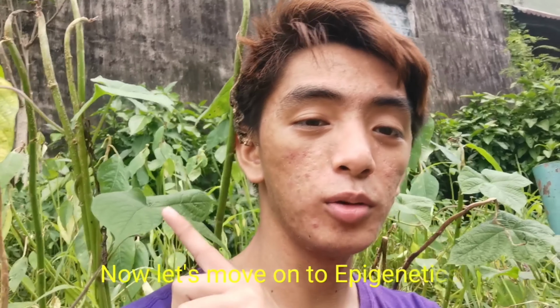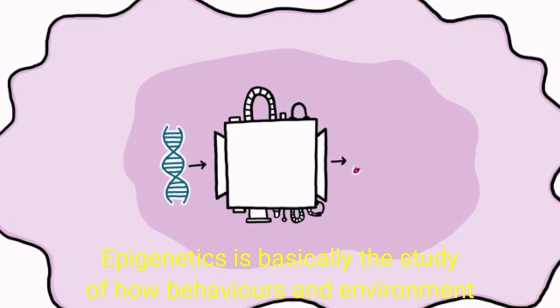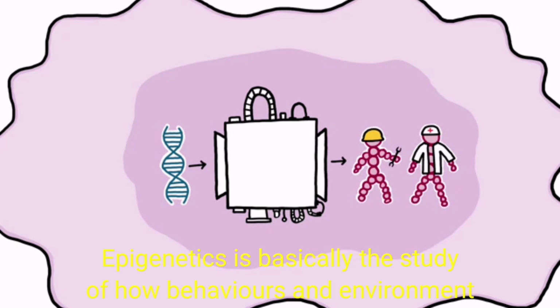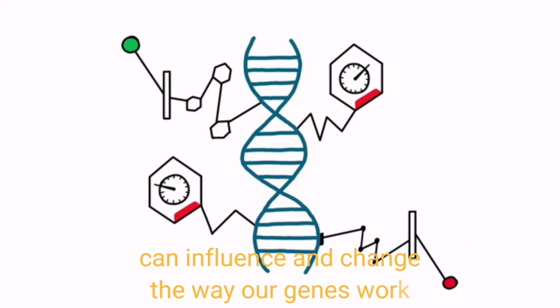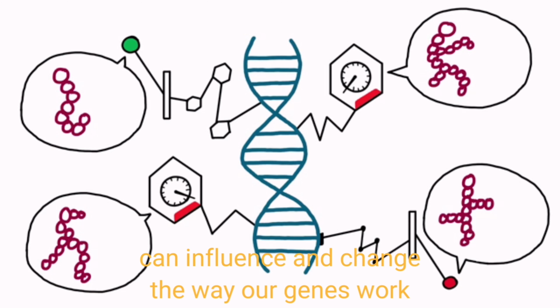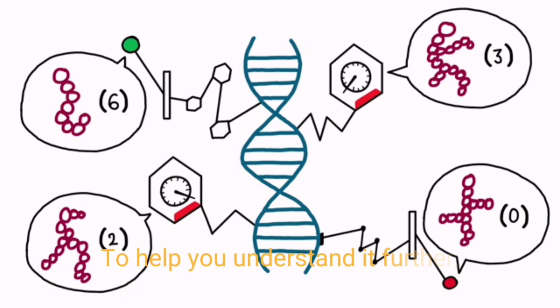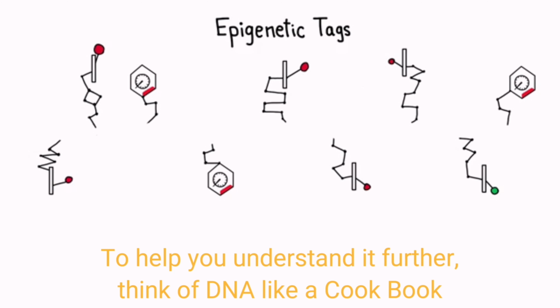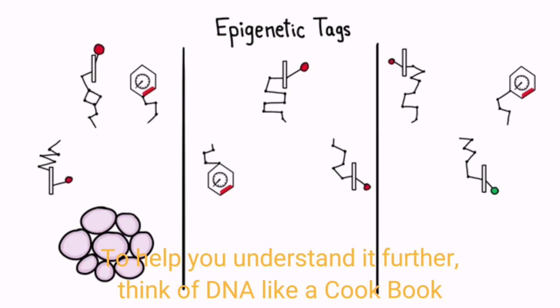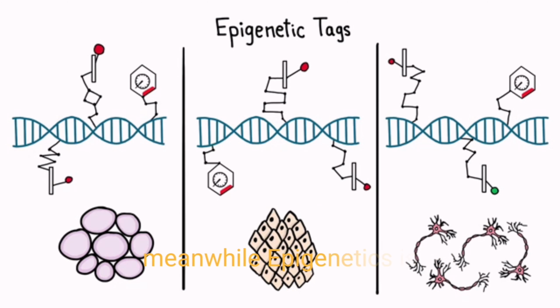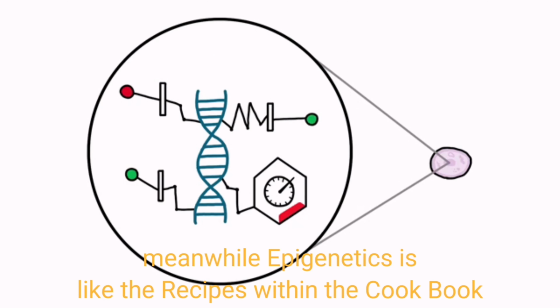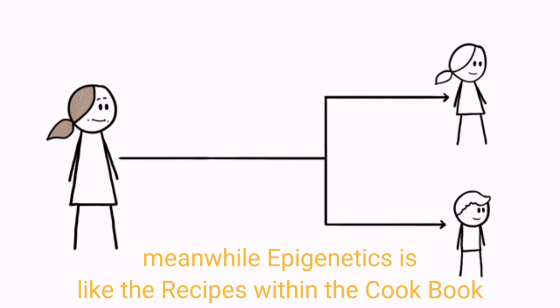Now let's move on to epigenetics. Epigenetics is basically the study of how behaviors and the environment can influence and change the way our genes work. To help you understand it further, think of DNA as something like a cookbook. Meanwhile, epigenetics is like the recipes within the cookbook.